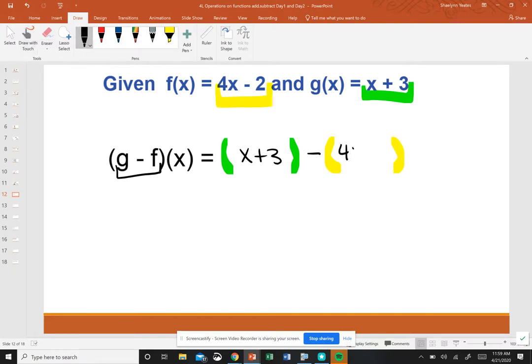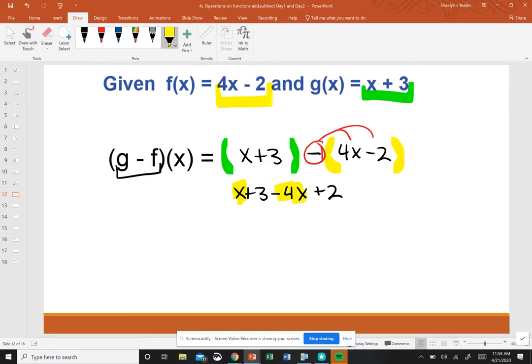That's going to be 4x minus 2. And please remember, this is a -1, so we have to distribute it through. So this just stays as x plus 3, and then -1 times 4 is -4x. Then -1 times -2 is a positive 2. So now we need to combine like terms.